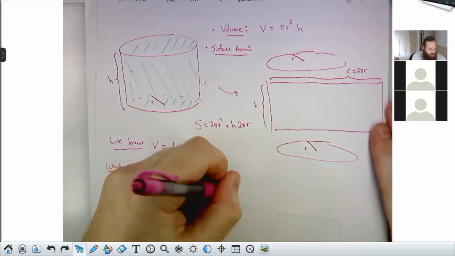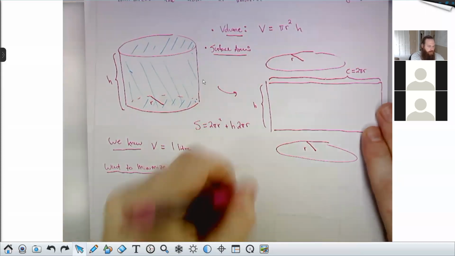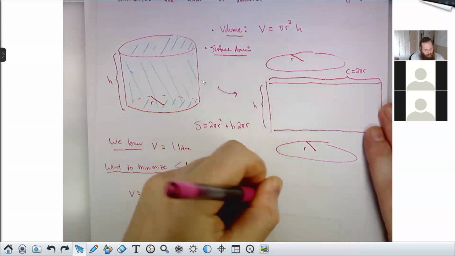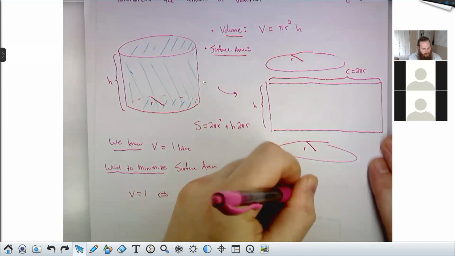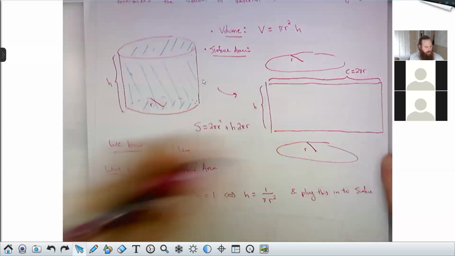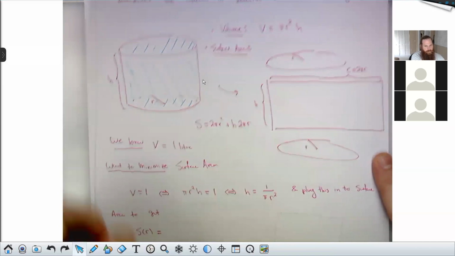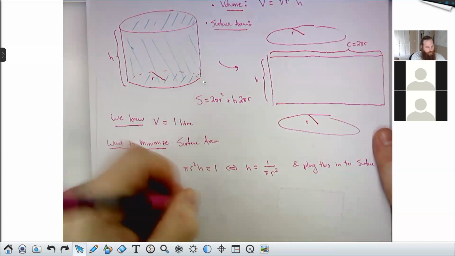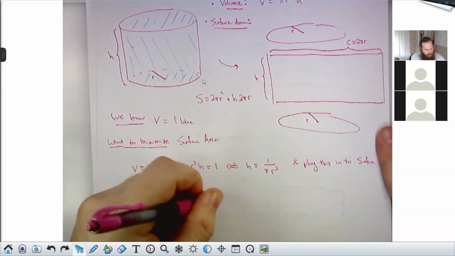This will allow me to solve for h, which I can then plug into my surface area equation to get a function of a single variable. So if I divide over by pi r squared, I get h is 1 over pi r squared, because pi r squared h was equal to 1. And we can plug this in to our surface area to get the surface area as a function of a single variable. So I'll write it as S of r. S of r is 2 pi r squared plus h, and h is 1 over pi r squared, times 2 pi r.